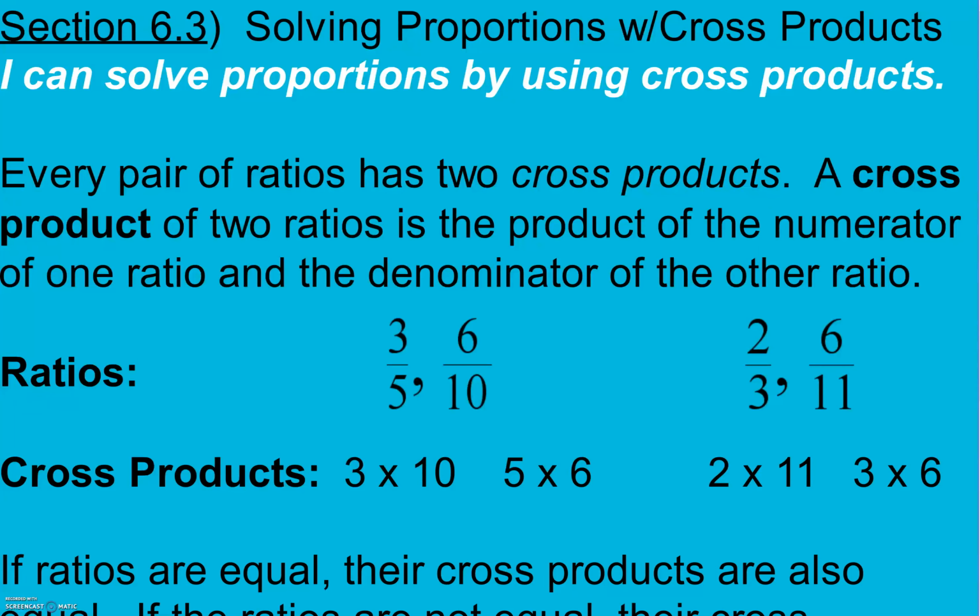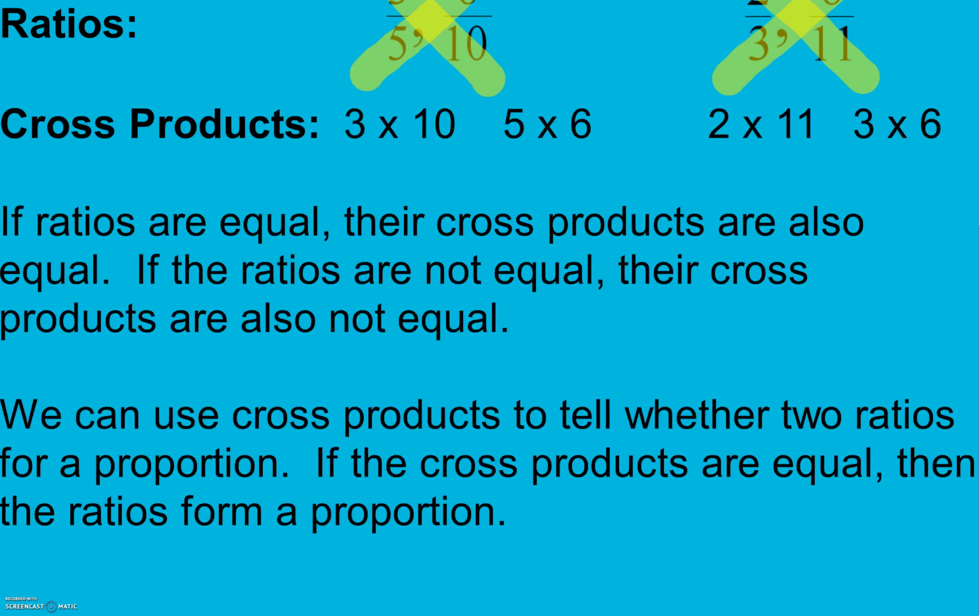other. So if we have the two ratios, 3/5 and 6/10, the cross products are 3 times 10 and 6 times 5. Same thing here: 2 times 11 and 6 times 3. If the ratios are equal, their cross products are also equal. If they're not, the cross products are not the same.